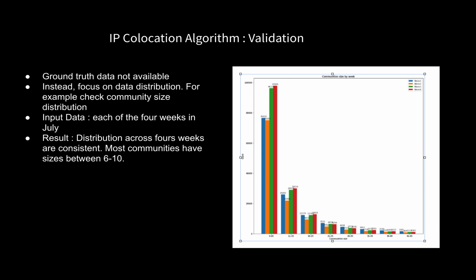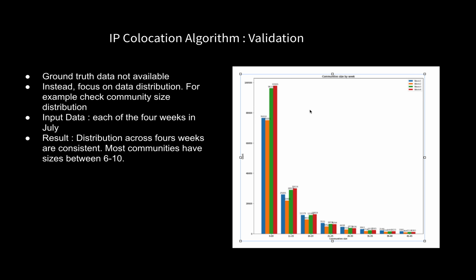So the next one is the IP collocation algorithm community detection validation. Ideally, the best way to validate this algorithm is to use ground truth data. That means beforehand we know which devices belong to the same person or the same household. But unfortunately, we don't have that data. Instead, we look at other metrics. One of the metrics we look at is the community size distribution. So here, look at the graph on your right side.